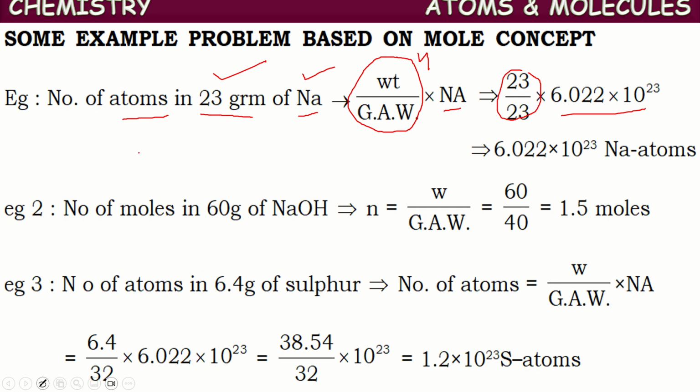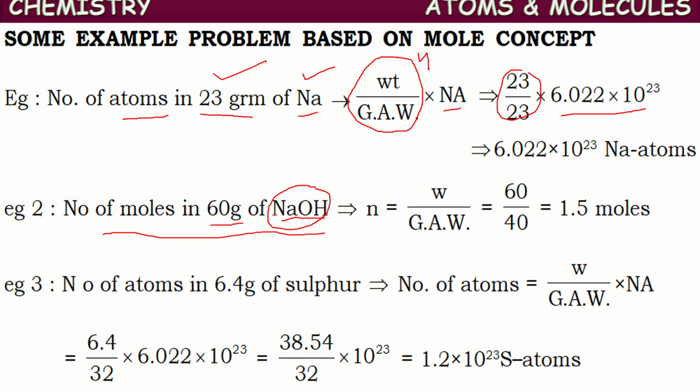Now one more example. Number of moles in 60 grams of sodium hydroxide. Here also the sample weight is given, and the molecular formula is also given. With the help of this molecular formula, we need to find out the gram molecular weight. Sorry, here gram molecular weight, not atomic weight. So it is weight by gram molecular weight.